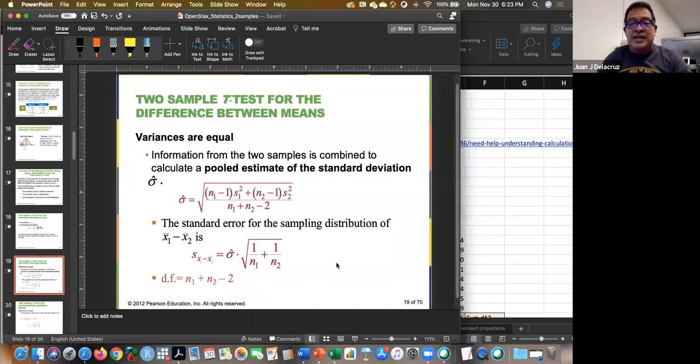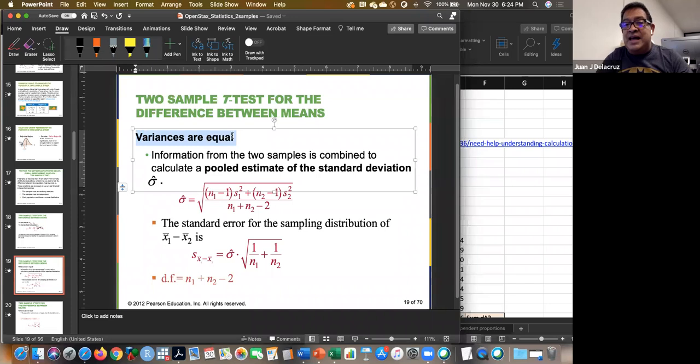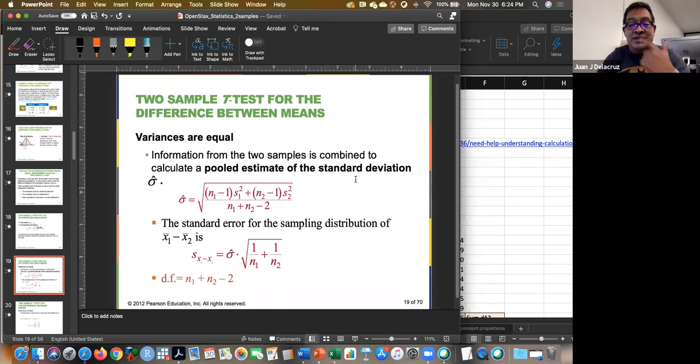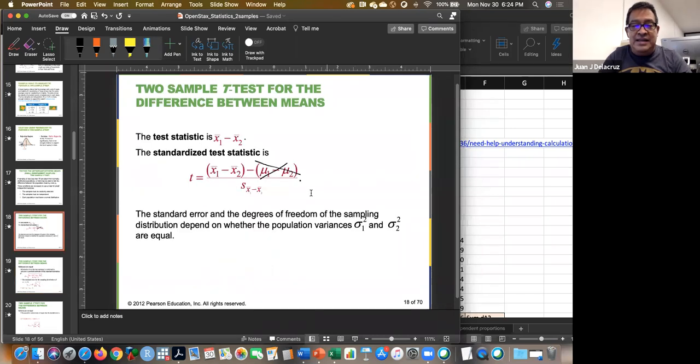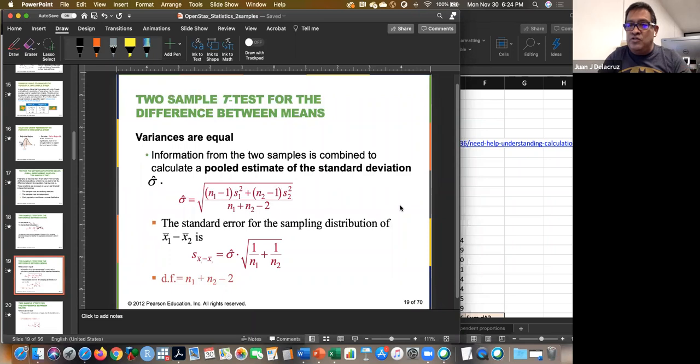The first case, the 2-sample t-test for the difference between means, is where we are assuming that the variances are equal. Information from the two samples is combined to compute the pooled estimate of the standard deviation. So in order to find this, we have to, first of all, consider whether the variances are equal or not.